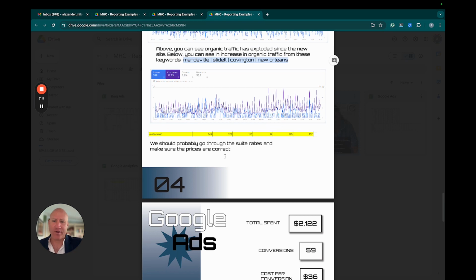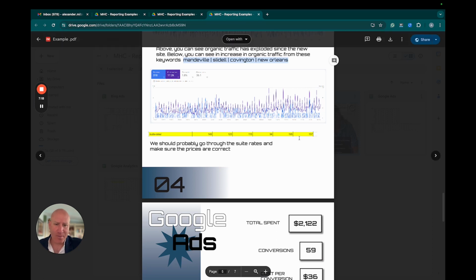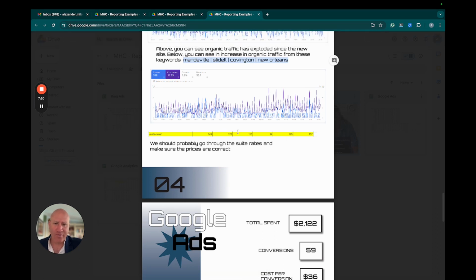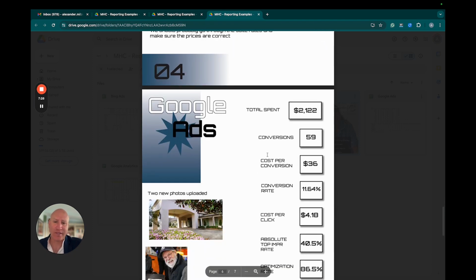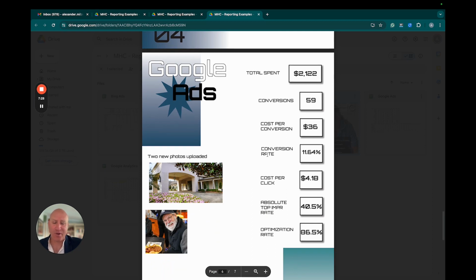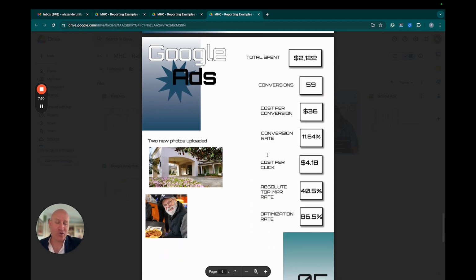Also, I put in here that this specific client should probably go through their suite rates. They want to make sure their rates are accurate because they have seen a lot of visitors coming to their suite rate page. So people are checking out their rates. Want to make sure that those rates are up to date. You'd be surprised how many people don't have their site up to date with accurate information. That's our job to make sure that it is updated.